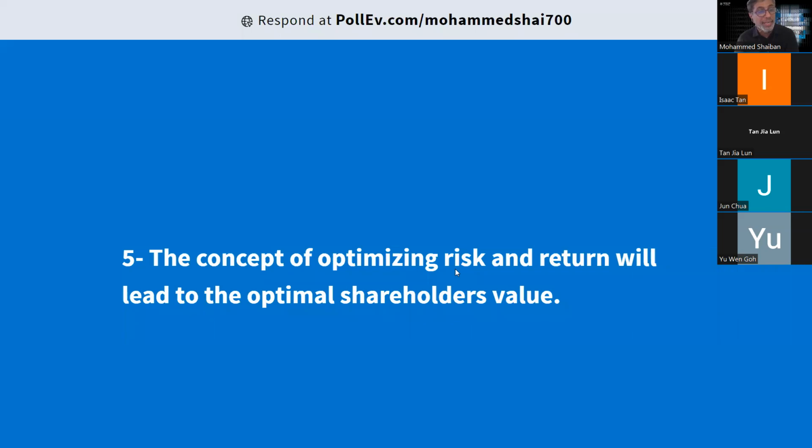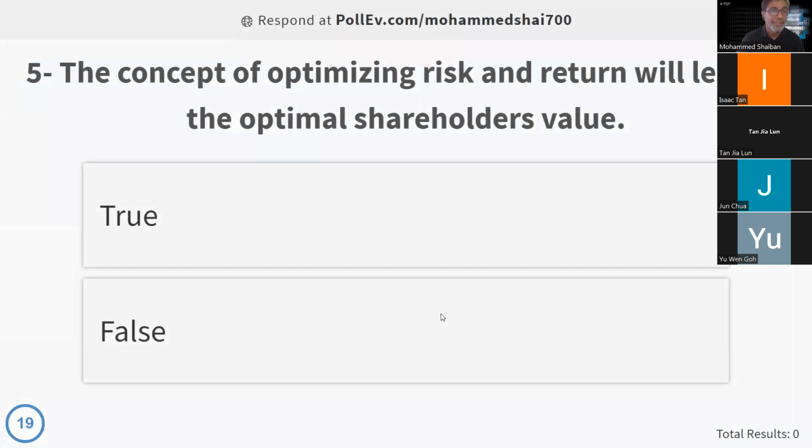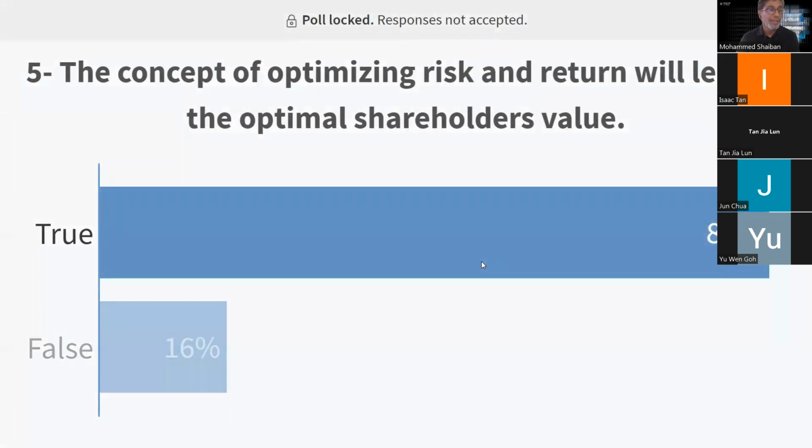Now, this is just related to other statements. The concept of optimizing risk and return will lead to the optimal shareholders' value. Is this correct? When I optimize, it means I choose the best risk that will give me the maximum return for that risk. Think about the quadratic formula I showed you. 84% is true, and as I told you, this is true because this reflects the graph which I showed you, the optimization.